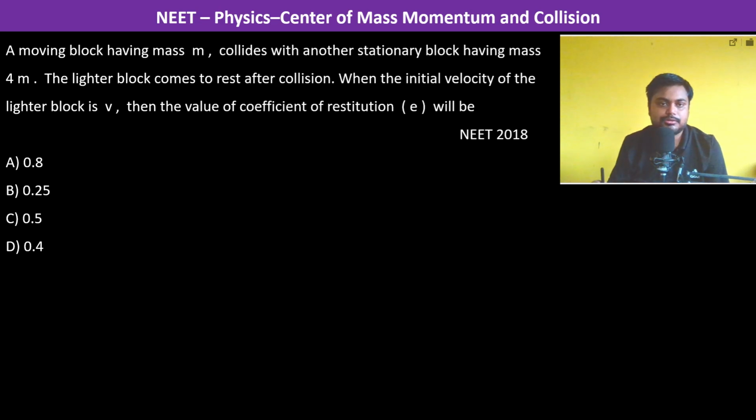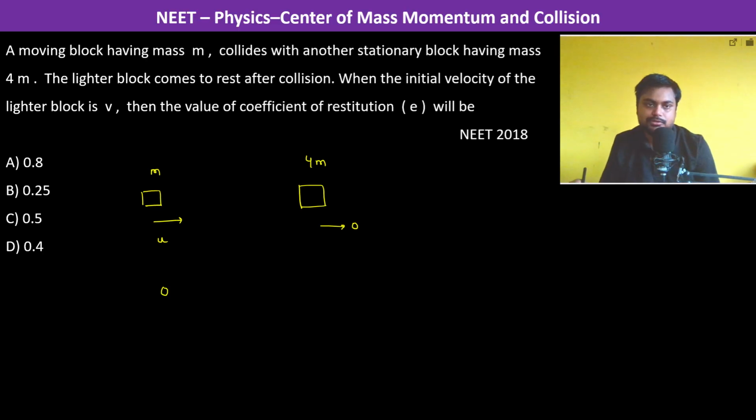A moving block having a mass m. So this is having mass m. It collides with another stationary block having mass 4m. Let us say the velocity is u, and this was having velocity 0. The lighter block comes to rest after collision. So now it is having a velocity u.